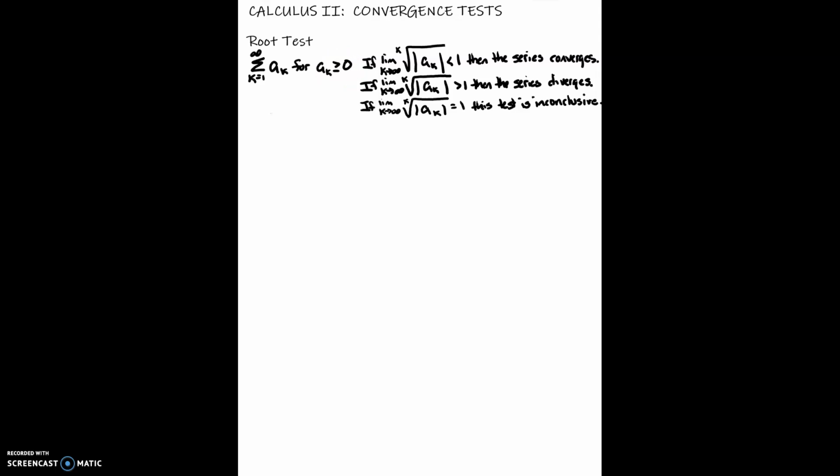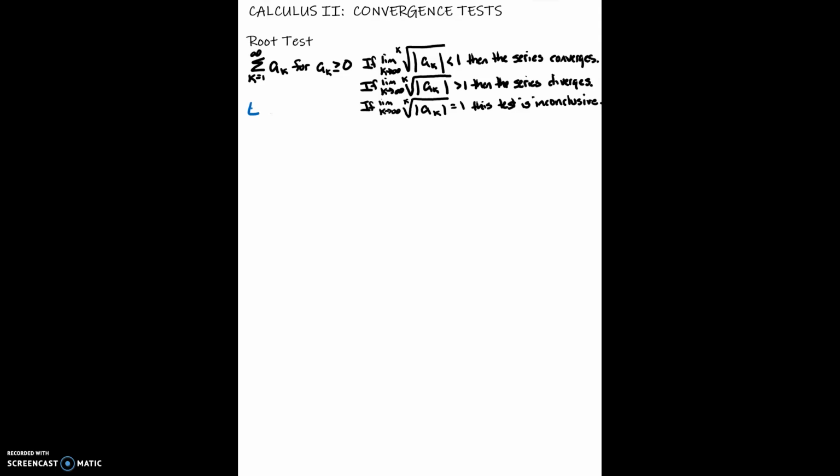Now, what is the root? How does the root test work? Well, we're going to take the limit as k goes to infinity of the kth root, that's why it's called the root test, of the absolute value of a sub k's. If that is less than 1, the series converges. If that limit is greater than 1, then the series diverges. If that limit is equal to 1, though, this test is inconclusive. Doesn't tell us anything. So, less than 1, I have a result. Greater than 1, I have a result. Equal to 1, though, going to have to use another test.